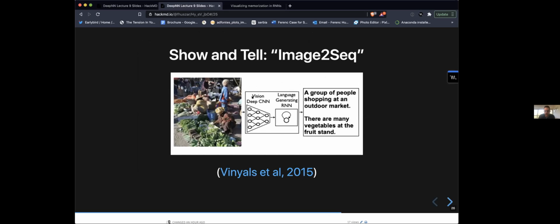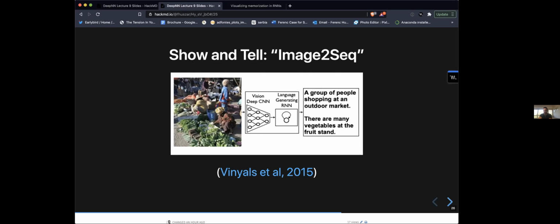You can use something akin to sequence-to-sequence to map not just sequences to other sequences, but anything else to other sequences. So here is a method called Show and Tell, where the input is an image. It's fed into a deep convolutional neural network. Then this neural network produces a vector, which is used to initialize the hidden state of an RNN. And then the RNN, from that initialized hidden state, produces a sentence.